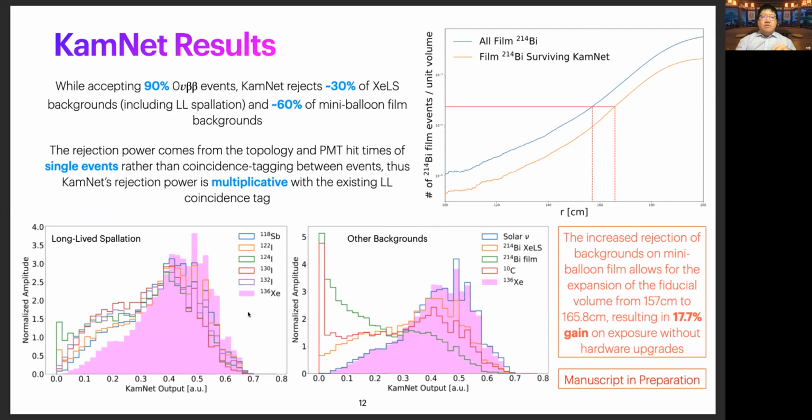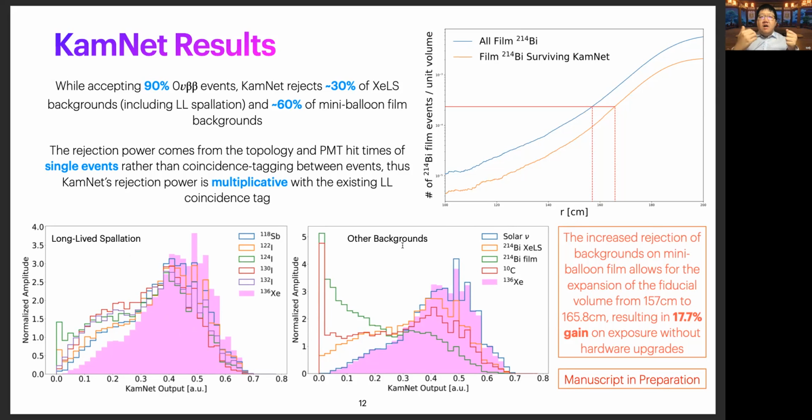So the KamNet result is shown on the bottom of this slide. We can see the magenta xenon-136 spectrum with respect to the KamNet score is clearly separated from all types of background. This means that KamNet can not only efficiently reject long-lived spallation product, but also other important backgrounds like bismuth-214 or carbon-10. While accepting 90% of the zero-neutrino double beta events, KamNet rejects 30% of the xenon liquid scintillator background, including the long-lived spallation product we talked about, and also 60% of the mini-balloon film backgrounds.